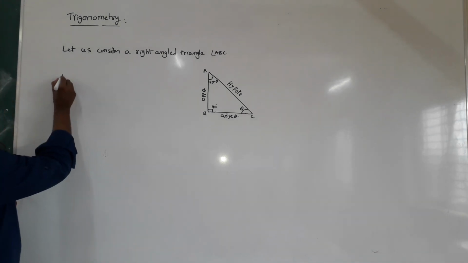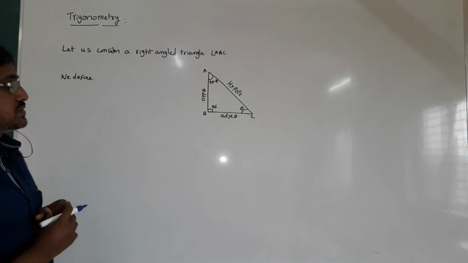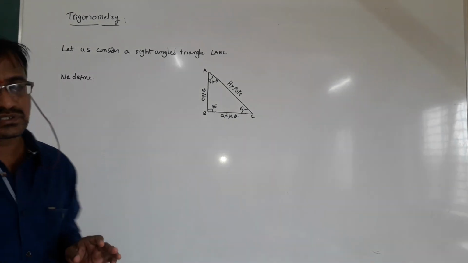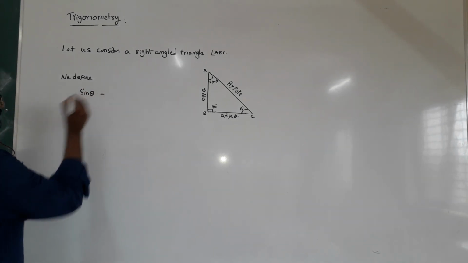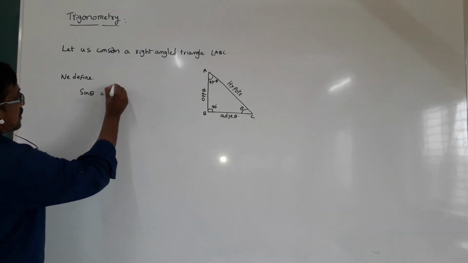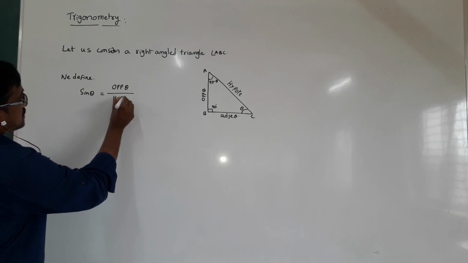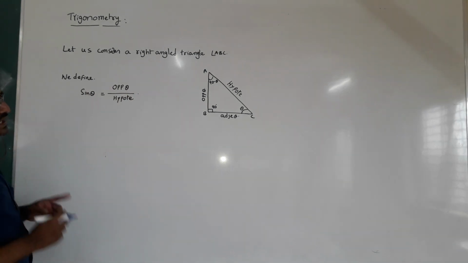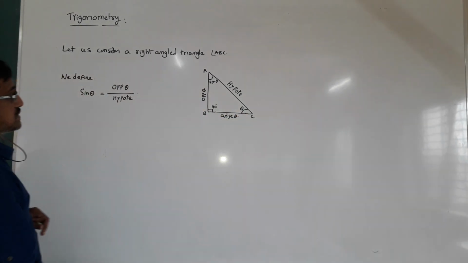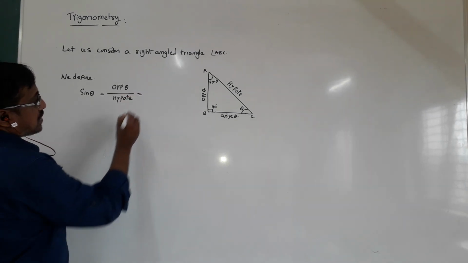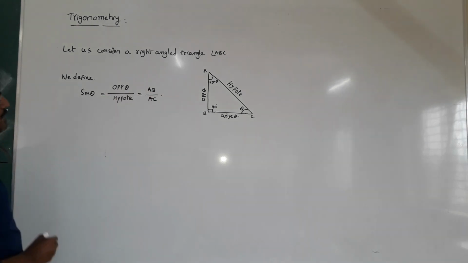In trigonometry, we define six ratios. They are called trigonometric ratios. So we define sine theta as the opposite side to theta by hypotenuse. Here the opposite side is AB and the hypotenuse is AC.